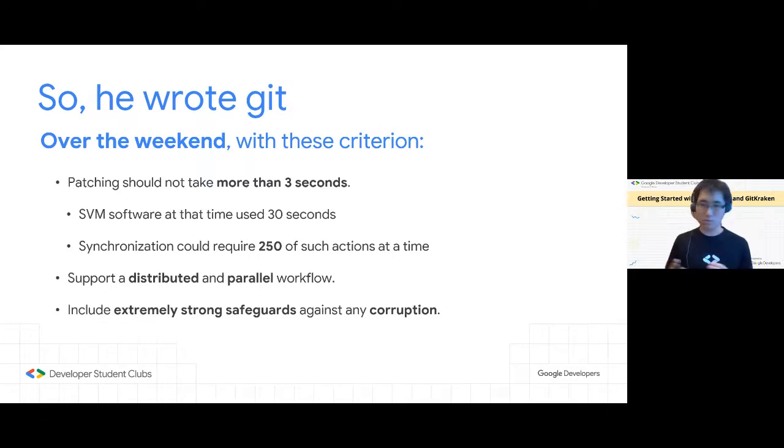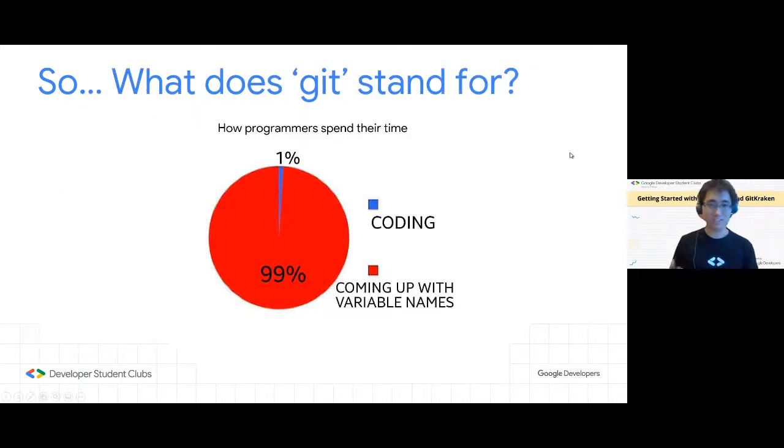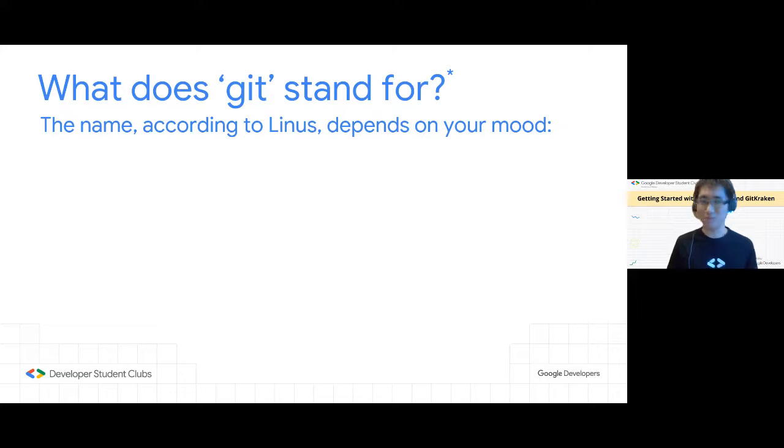So he wrote the whole thing over 3 days and completed the rest of it in a week. So he's a legend. So what does Git stand for? Because as programmers, we spend our time coming up with variable names, right? So the name, according to Linus, depends on your mood.